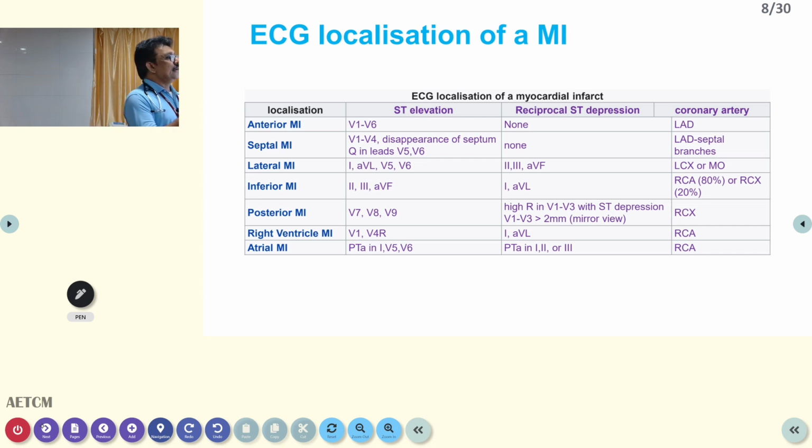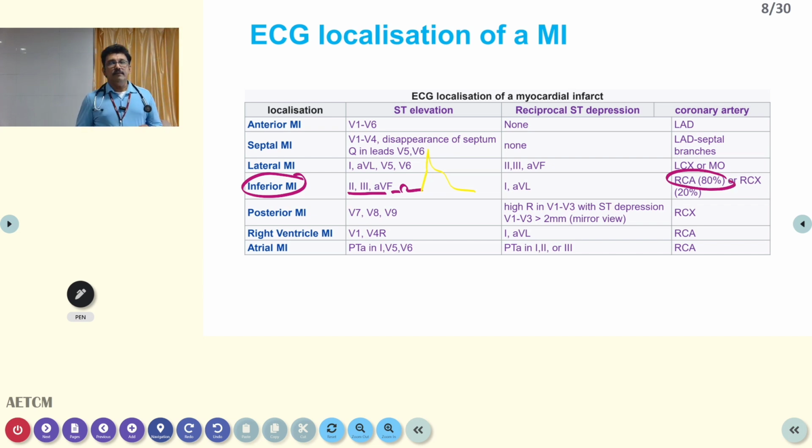So, for example, we take inferior wall MI. In inferior wall MI, 2, 3, AVF, there is ST segment elevation. So you can see here: P wave, PR segment, QRS complex, then ST segment elevation. In 2, 3, AVF, you will make a diagnosis of myocardial infarction in the inferior wall, and most of the time the occluded artery will be RCA. So that is very important. You can even diagnose the problem in the coronary itself. So that is also very important.